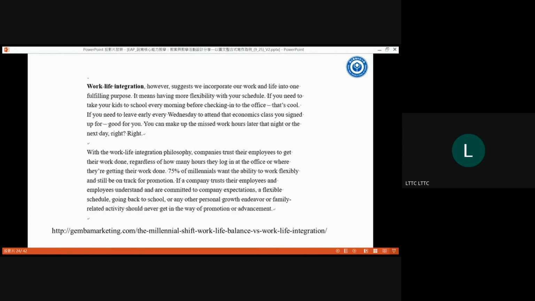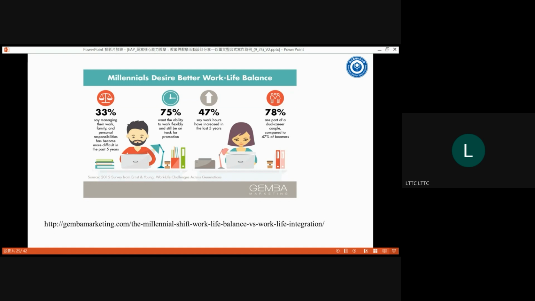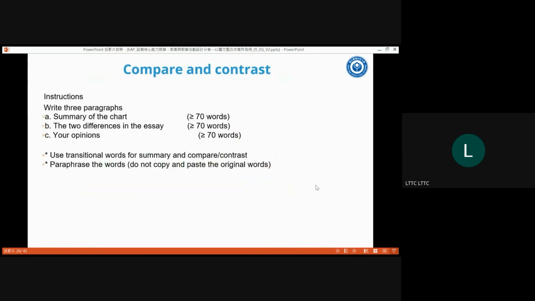And also, students have to read the chart. They have to read some essay, not a short essay, it's more like a long essay. And also they have to read the graphs here. So I will give them some information. For example, 30% said managing their work life and personal responsibility has become more difficult in the past 5 years. So they have to read the graphs. And then the most important and most difficult part is they have to write the compare and contrast.